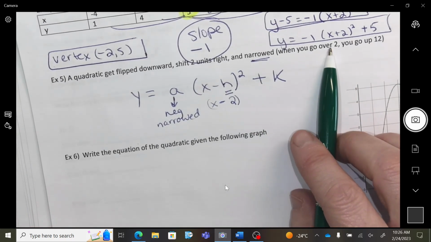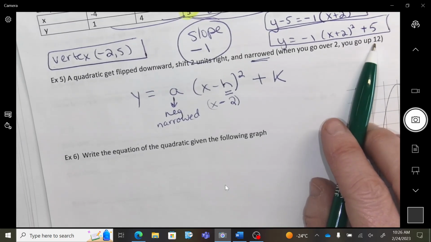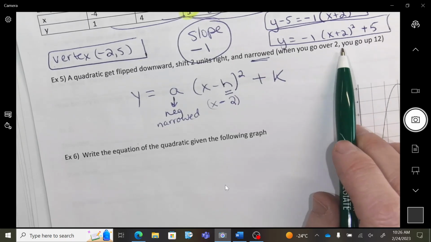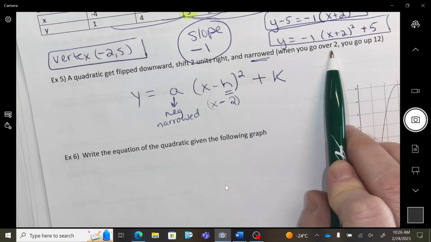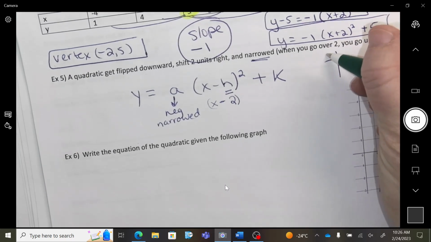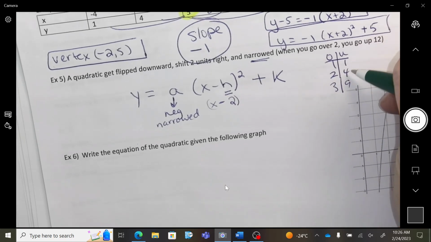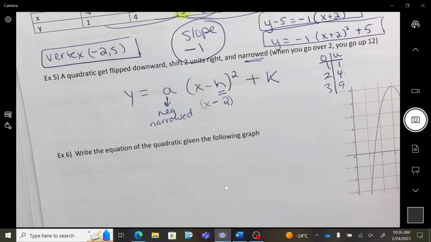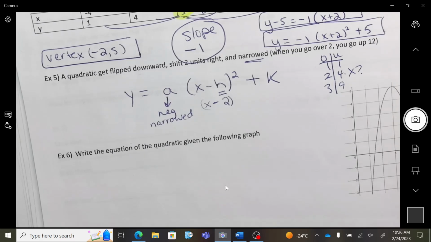It says on an over 2, your y changed by 12. So what multiplier would that be? What would you have to multiply? What should you move when you go over 2? 1, 1, 2, 4, 3, 9. I should have moved 4, but I went 12. So what is the multiplier factor there? 3.